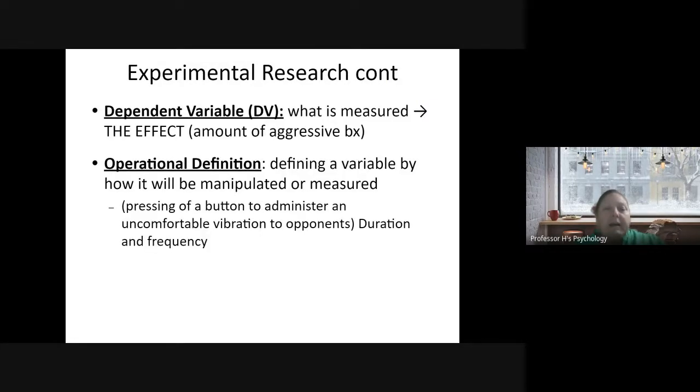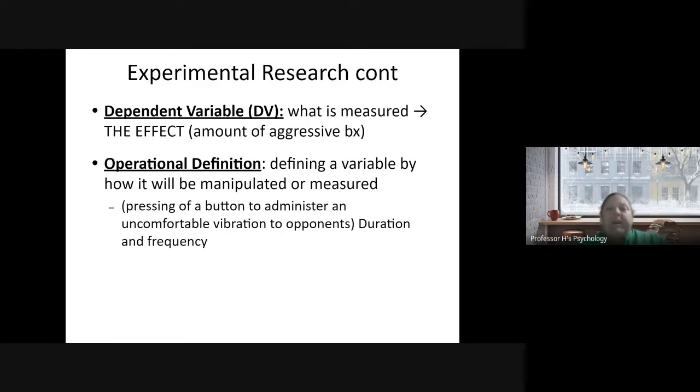Okay, our next slide here is going to talk about our dependent variable. Our dependent variable is the variable that is measured. It is what we are considering to be the effect. And in our example, that would be the amount of aggressive behavior. We are saying that playing the violent video game is going to cause an increased amount of aggressive behavior. So the amount of aggressive behavior is the thing that we are measuring. So the dependent variable is what is measured. In this case, that's the amount of aggressive behavior.